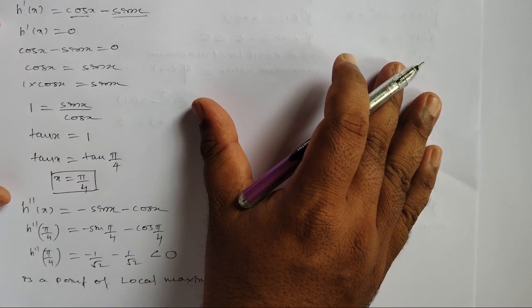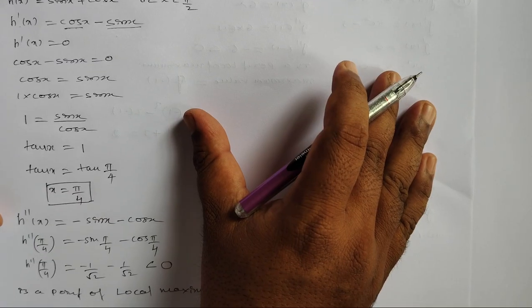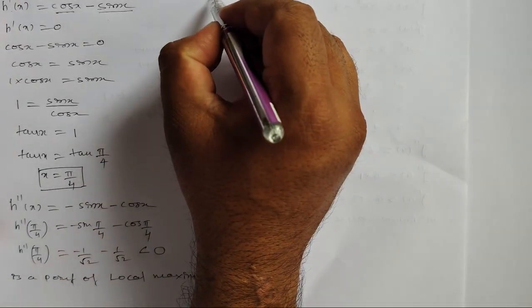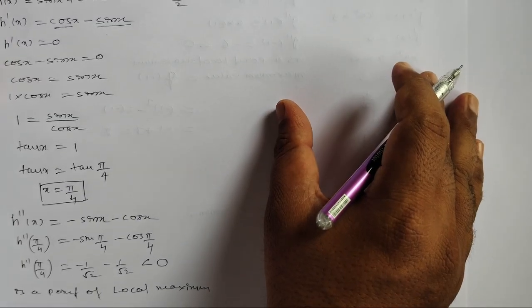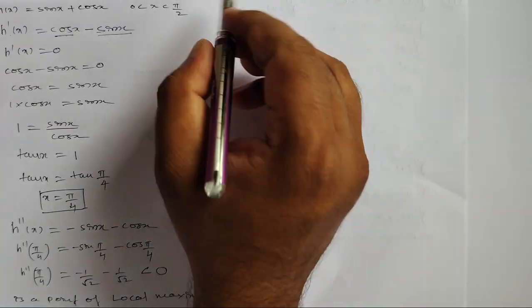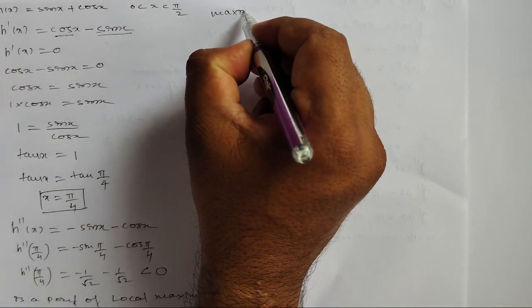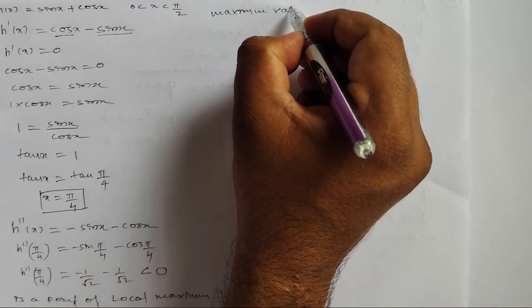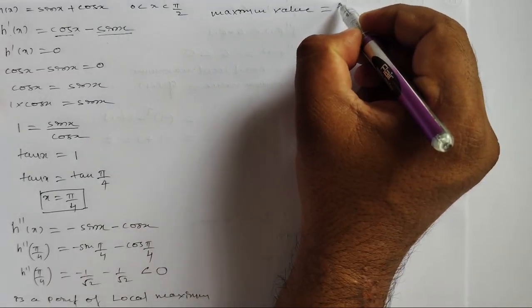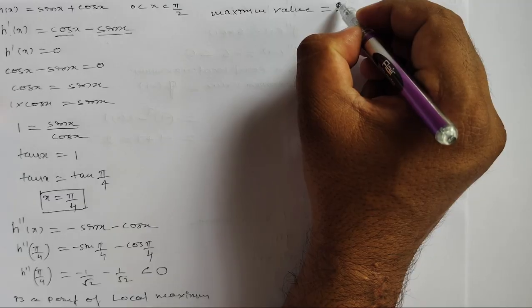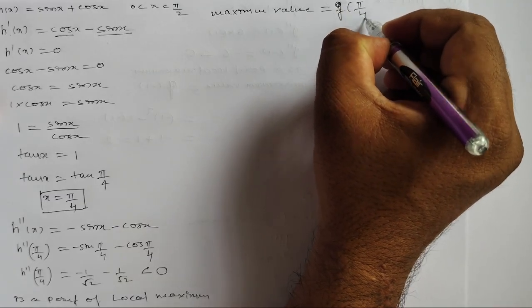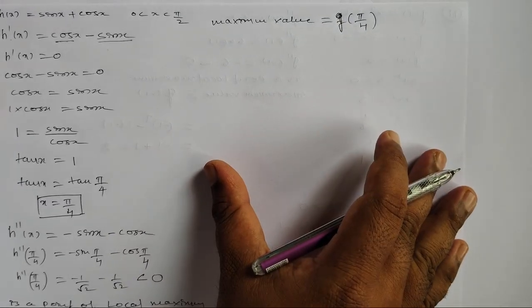The maximum value is, so what is the maximum value? It is a point of local maximum, and the maximum value is equal to g of pi by 4.